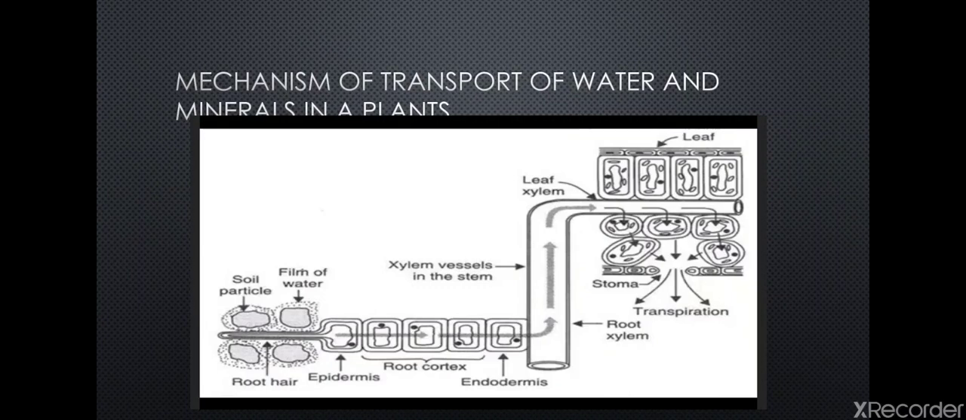Epidermis is the outer layer of cells in the roots. Fine, the outer layer of cells in the root is called the epidermis, and the epidermis is only one cell thick.